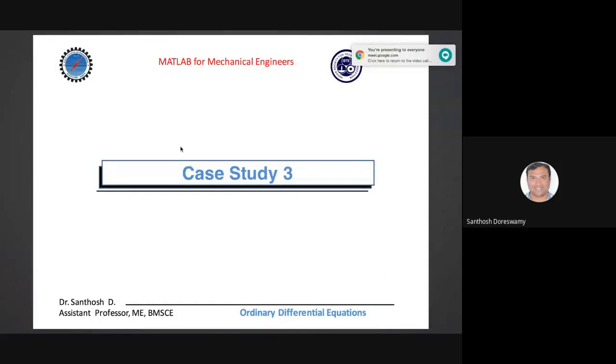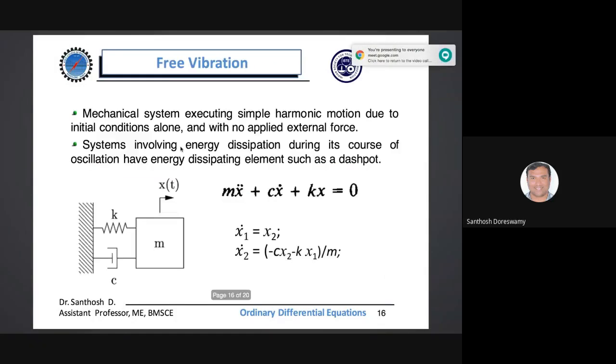Now let me take case 3. In case 3, we will take up a problem for a second order differential equation that represents the vibration of a mass when it is subjected to an initial condition alone with no external force applied. So it is a free vibration problem. The initial conditions applied to the mass are displacement and velocity. I will again set them to 0, or maybe give a corresponding value by setting a displacement or velocity.